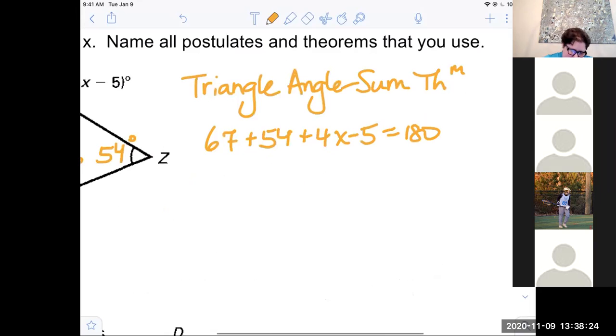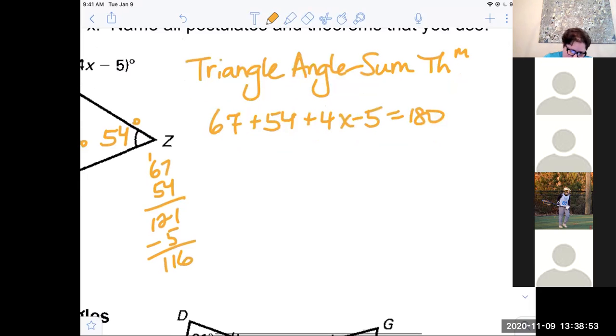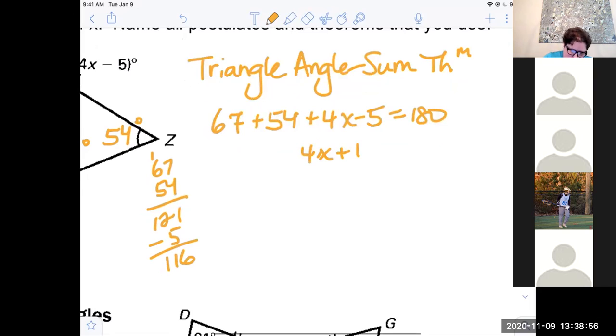So let's see, 67 and 54 is 121. And then minus 5 is... something is wrong. Okay, minus 5 is 116. So 4x plus 116 equals 180. So 4x is 64. X would be 16.